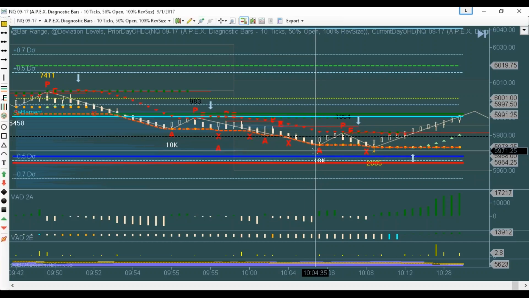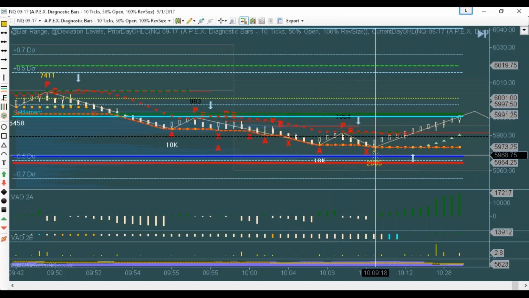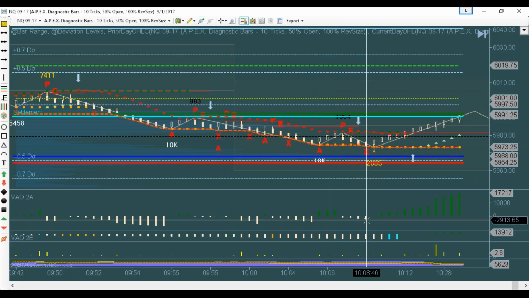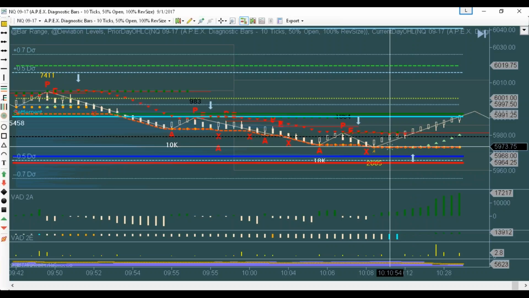Okay, so what do I do with that? But then the market pops up and then it pushes down here. Clearly less volume on OD and clearly less volume on VAD. Matches, go. Right? Okay.